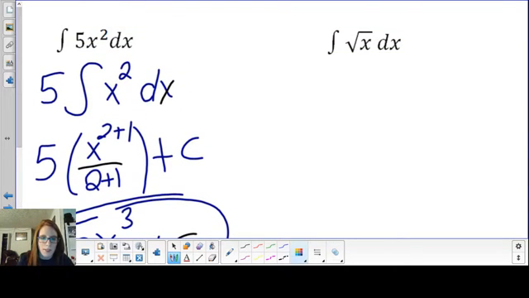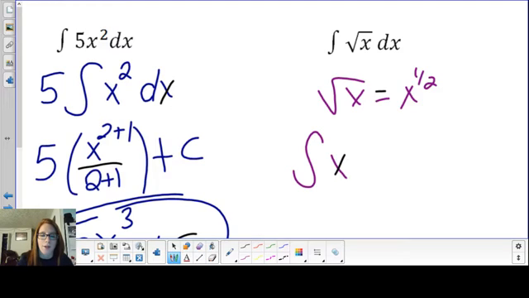Well, sometimes we can't always take the integration right away. So I don't know what a square root is, but I know that the square root of x is the same thing as x to the 1/2. So if I don't know how to take the integration of what I see, I have to change or manipulate it to make it something I know how to take the integration of. So instead of having that square root of x there, I'm going to put it to the 1/2.